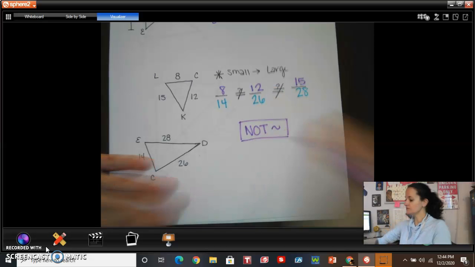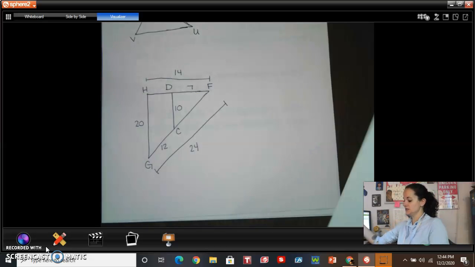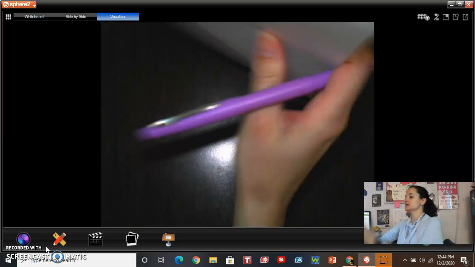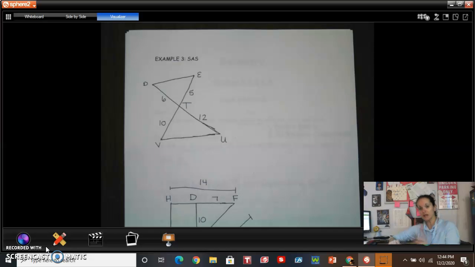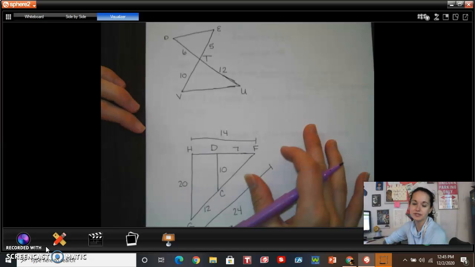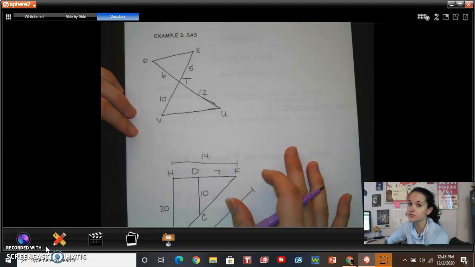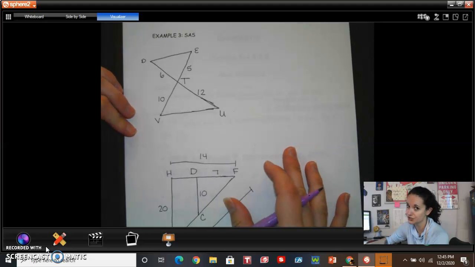Okay, and the last one we're going to talk about is side, angle, side. This is the one where we're going to have two sides to check to see if they're proportional and one set of congruent angles. I always start with the angle because that's the easiest one to check. When I look at our first example here, and remember you can pause the video if you need to draw these examples in your notes.